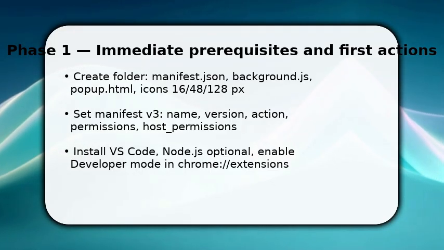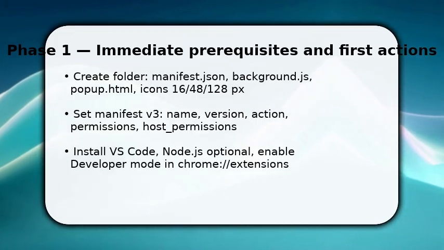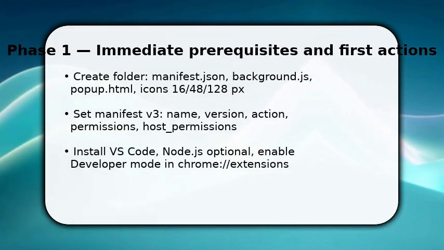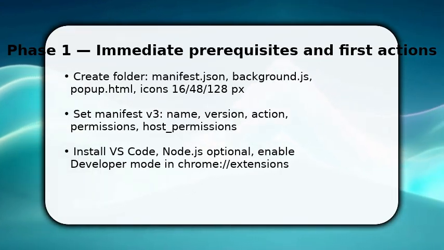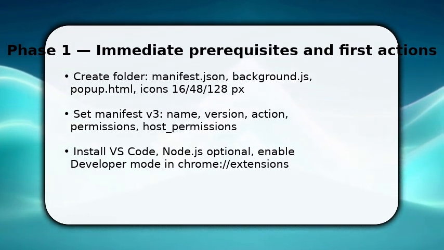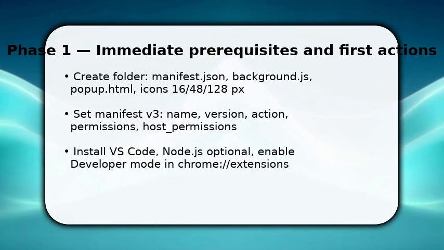Make a basic popup.html and a background service worker file. Make sure to add at least the icons 16, 48, and 128px. Then enable developer mode in Chrome://extensions to load the unpacked extension and iterate fast.